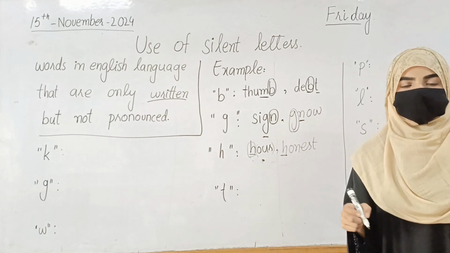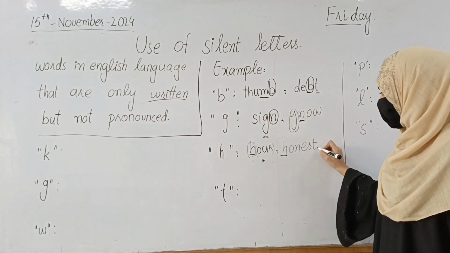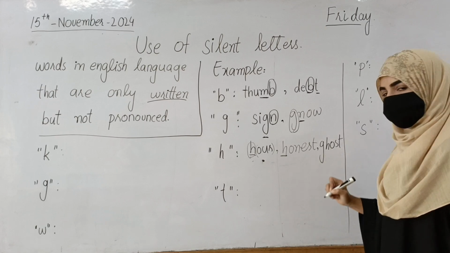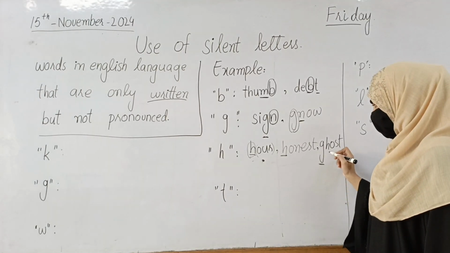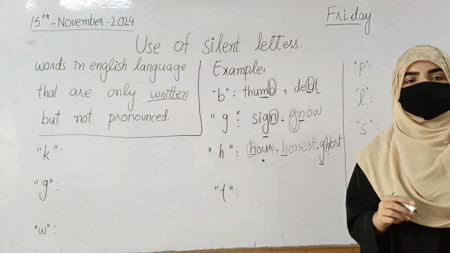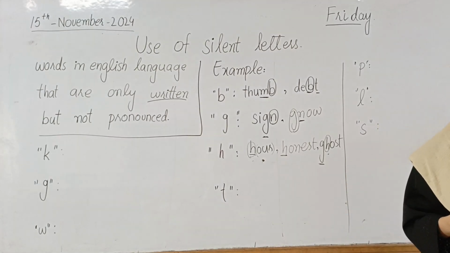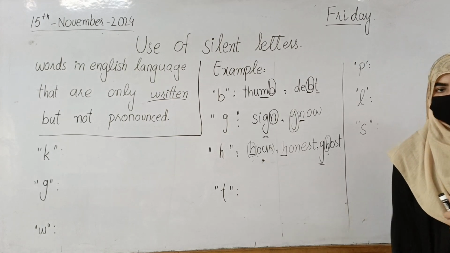Okay, after the G, which is also silent, ghost, jinn, booth ko kehte hain booth. Okay, so you can see G here and H is silent. The word is ghost, G-H-O-S-T. The sound of H is silent. Next we have the word T.